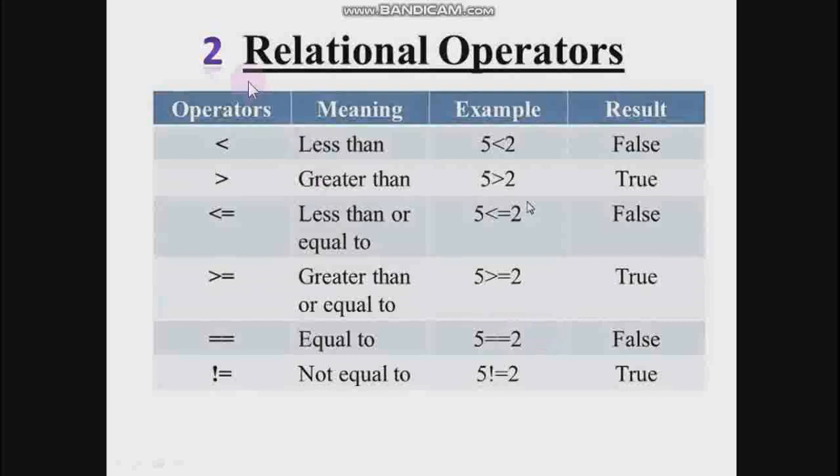Next binary operator is relational operator. Now look at this, all of these are relational operators: less than, greater than, less than or equal to, greater than or equal to, double equal to, and not equal to. These are all relational operators, and relational operators always give a result in boolean form. Boolean form means the result will be either true or false. Just look here, 5 is less than 2, so the result will be false.